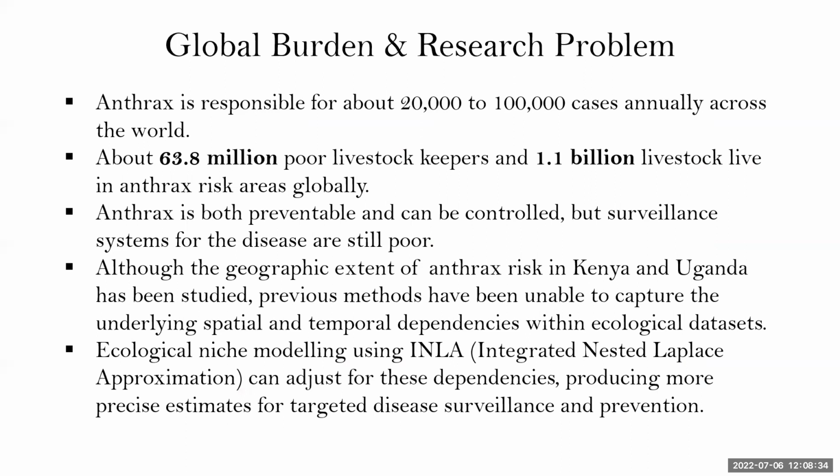Anthrax is responsible for about 20,000 to 100,000 cases annually across the world. And about 63.8 million poor livestock keepers and 1.1 billion livestock live in anthrax risk areas globally. Now, anthrax is both preventable and can be controlled, but surveillance systems for the disease are still poor. And although the geographic extent of anthrax risk in Kenya and Uganda has been studied previously, past methods have been unable to capture the underlying spatial and temporal dependencies within the ecological data sets, because the previous algorithms do not have the capacity to do some of the rigorous methods required to detect these dependencies.